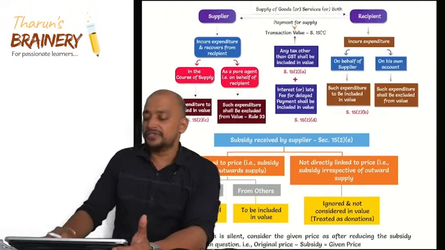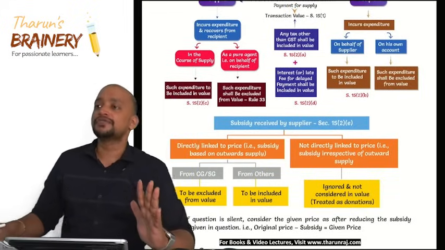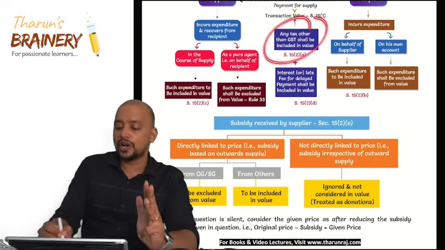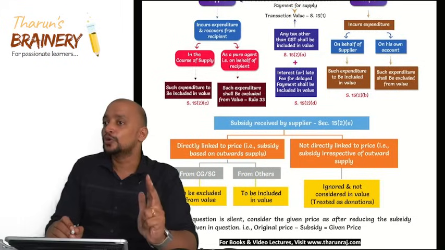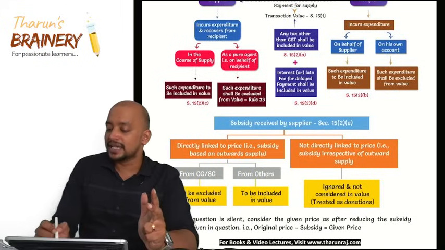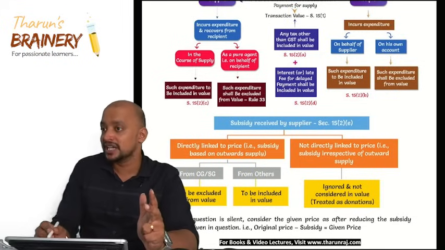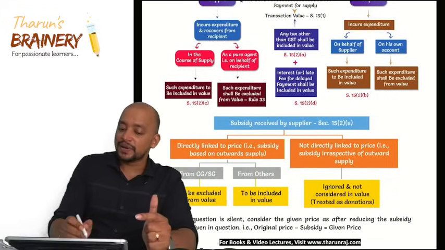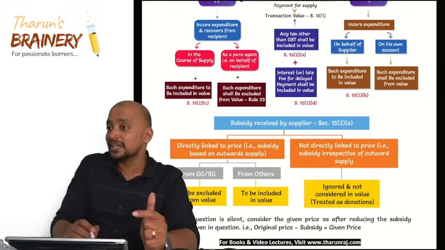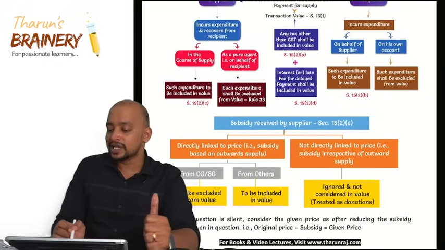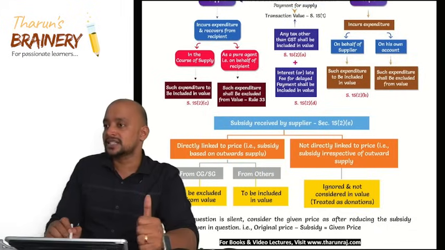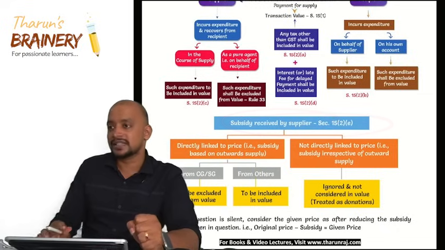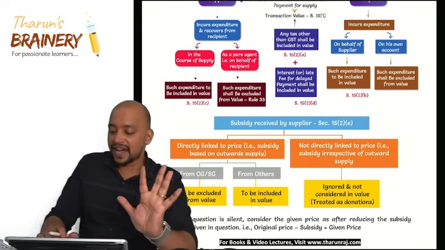So these are the 5 inclusions that we have. What are the 5 inclusions? 15(2)(a), taxes, duties and cess by whatever name called other than GST. 15(2)(b), any expenditure incurred by the recipient on behalf of the supplier should be included in the value. Then 15(2)(c), any expenditure incurred by the supplier and recovered from the recipient. Then 15(2)(d), interest, late fee for delay in receipt of consideration. Then 15(2)(e), subsidy received by supplier.